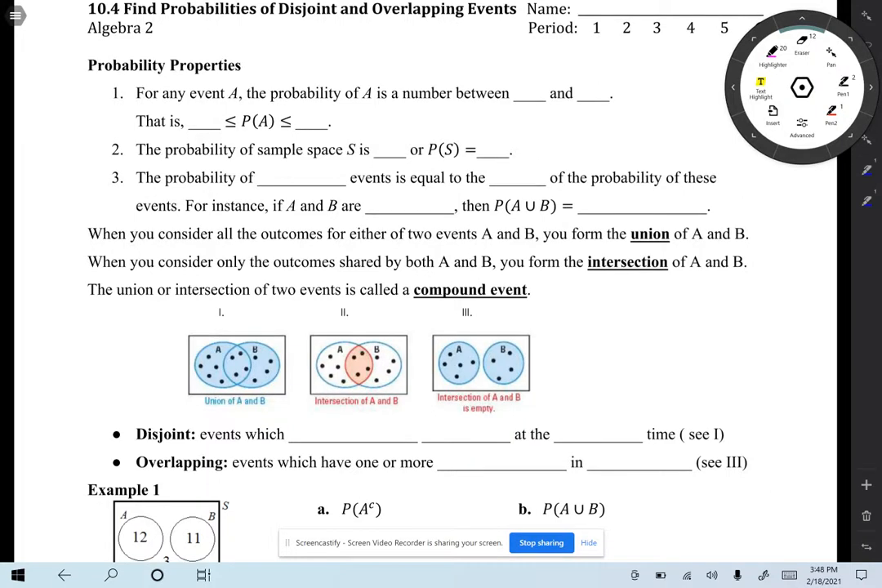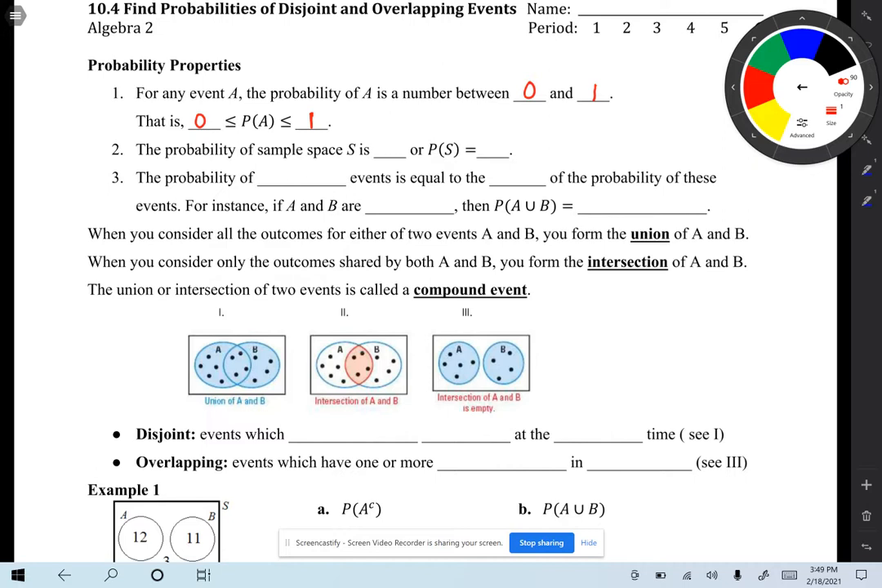Hello, Algebra 2 students. Today we'll be doing 10.4 notes, find probabilities of disjoint and overlapping events. Here are some probability properties. For any event A, the probability of A is between 0 and 1. That is, the probability of A is greater than or equal to 0 and less than or equal to 1. Let's look at event A being flipping a coin. The probability of flipping a coin and getting it to land heads would be 1/2. That is between 0 and 1.